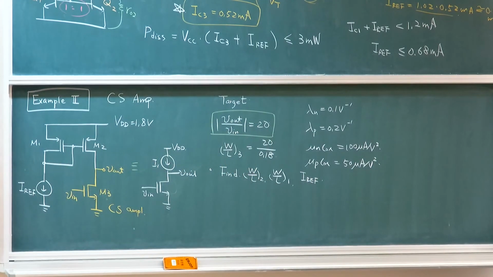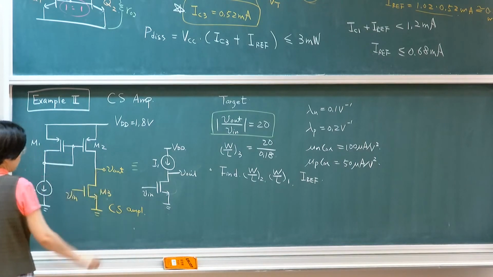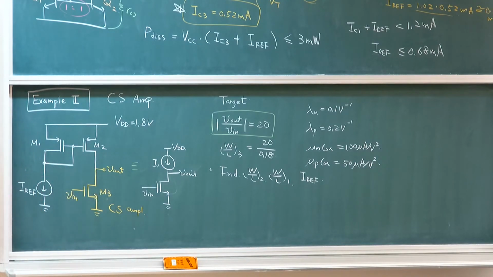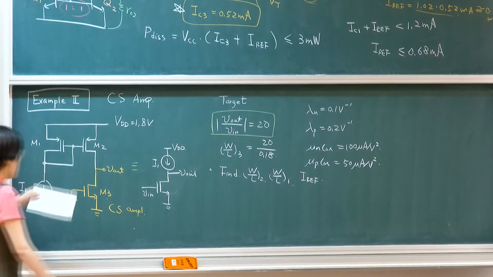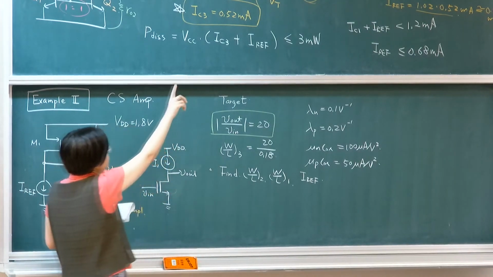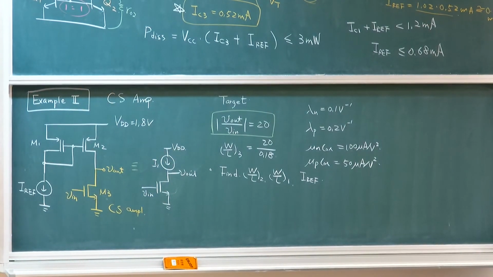Okay? To find the proper sizing of your transistors, W over L1, the current mirrors, and your reference current level in order to reach the target. So anyway, you start with the target as well, because remember in the previous emitter follower circuit, you start with the spec, which is the output resistance.